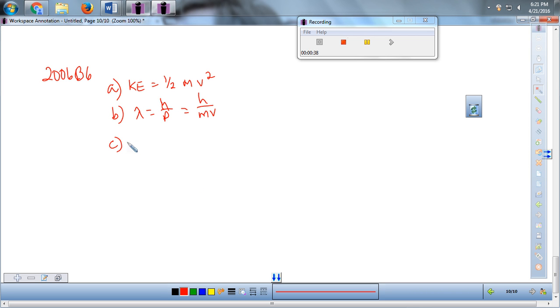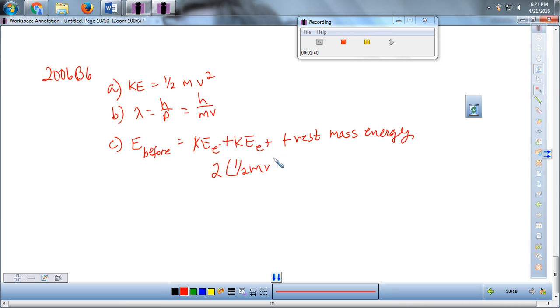Well, I know that conservation of energy has to happen, so the energy before is simply equal to the kinetic energy of the electron plus Ke of the positron plus the rest mass energy. So that's the energy that I had before. That's going to be 2 times 1/2 mv squared, because that's the kinetic energy, and there's two of them, identical mass, velocity in the opposite direction. And then the rest mass energy is just going to be mc squared, but I have two particles that provide that, so I have 2 mc squared.